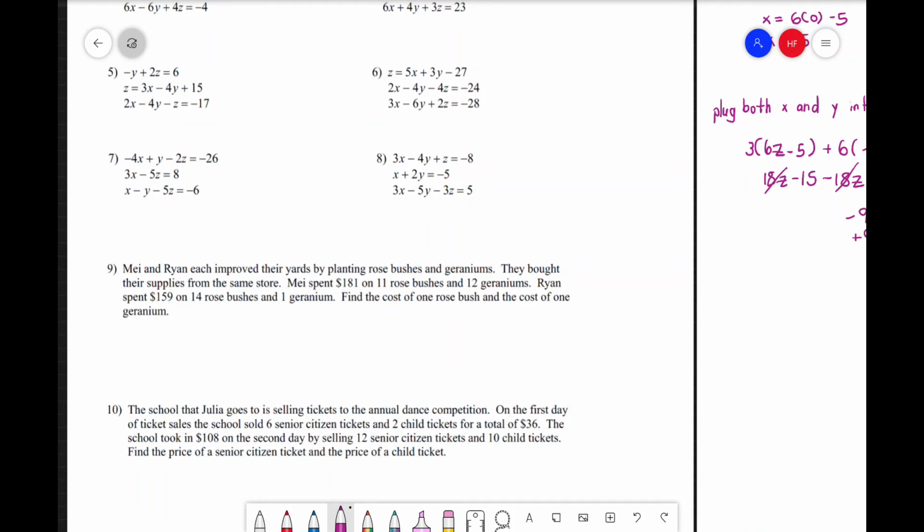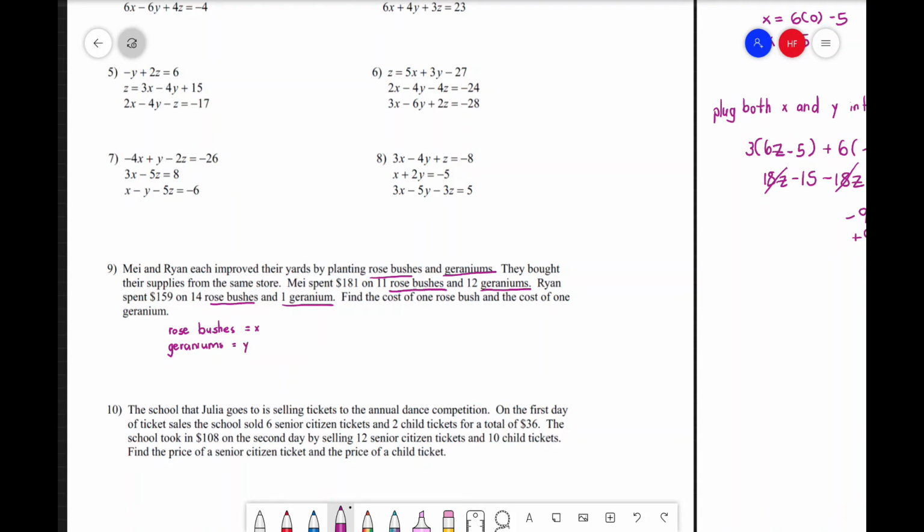Each of the things that are changing in the problem will be assigned a letter. Like in this problem, he's got rose bushes and geraniums. So I see that there's only 2 variables. For rose bushes, we'll say that's our x, and geraniums are our y.